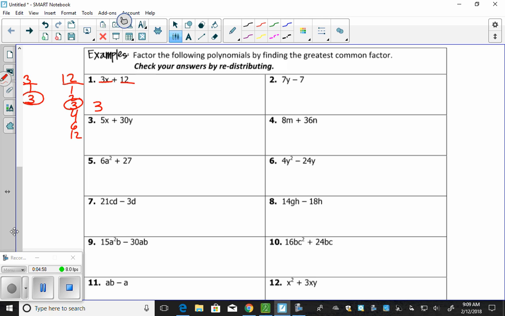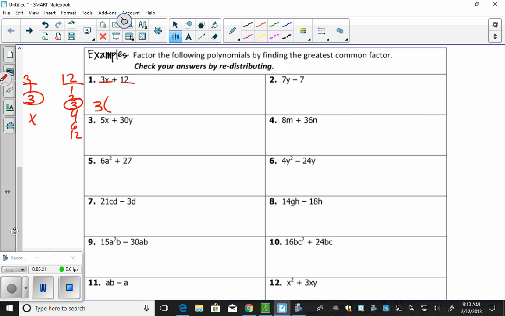Okay? How many x's does this term have? So I'm going to have one x here. How many does this one have? 0. Okay? Do they have any x's in common? No. So I can't pull out an x. So because they only have a 3 in common, I write 3 parentheses.